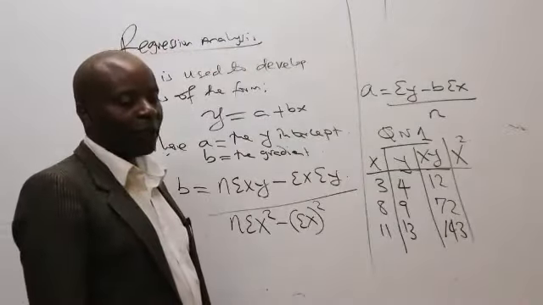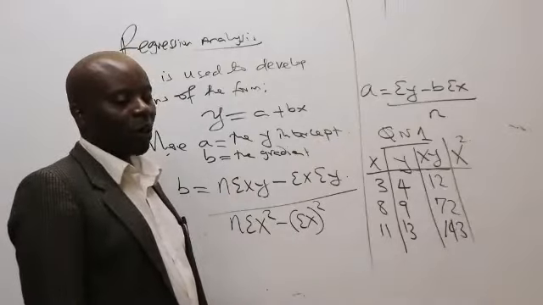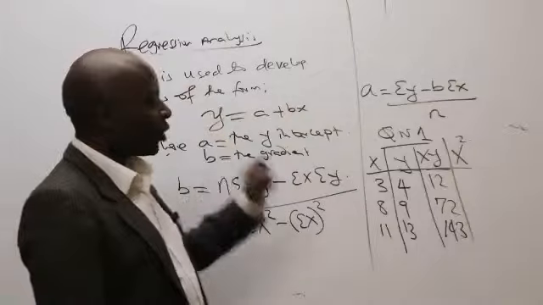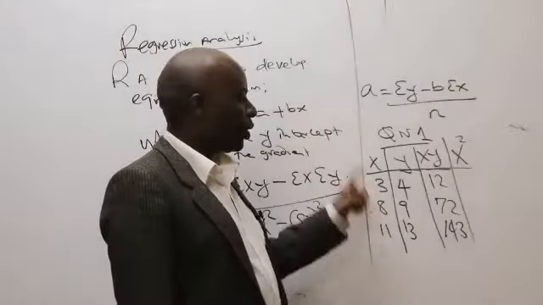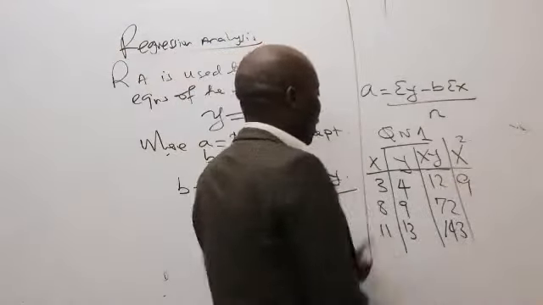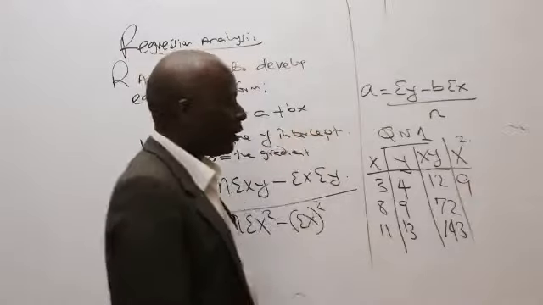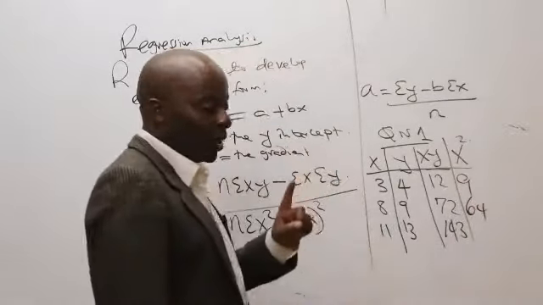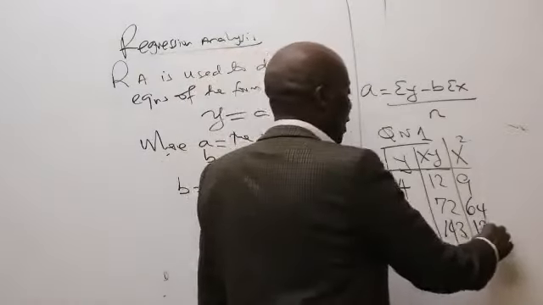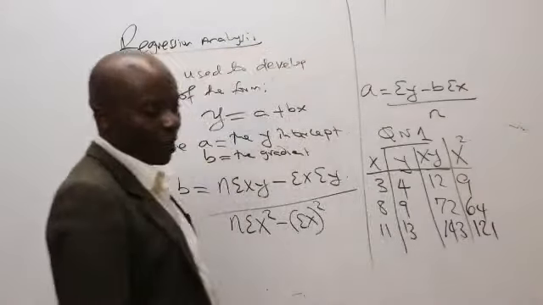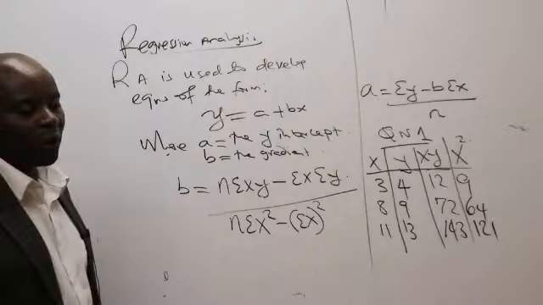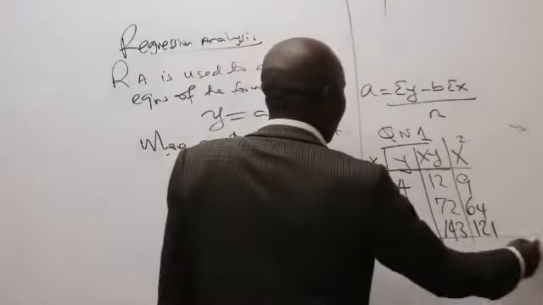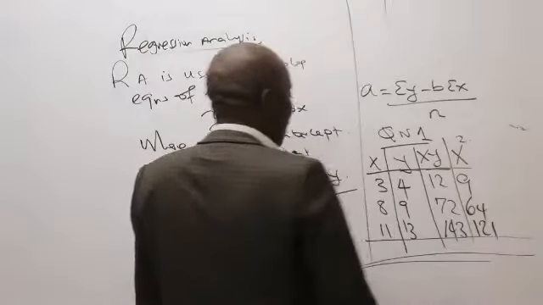So we now swing to the last column, which is the column of squaring x. X times x. So we have 3 squared, which gives us 9. Then we have 8 squared, which gives us 64. Then lastly we have 11 squared, which will be giving us 121. Ladies and gentlemen, if that is the case, could you kindly come here and give us the summations?